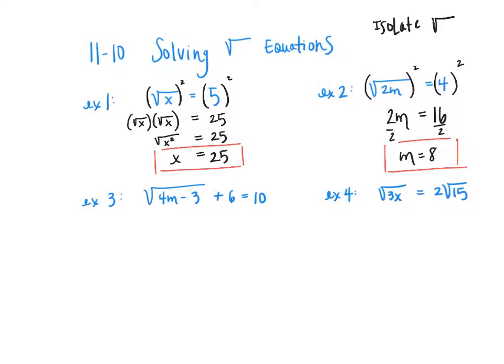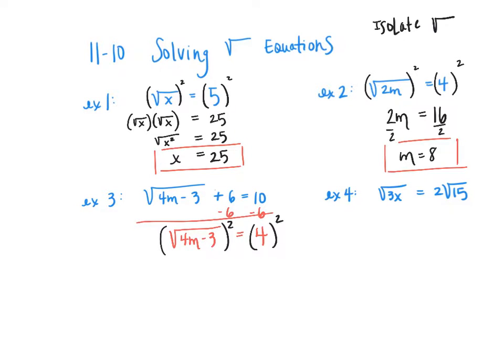Okay, looking at example 3, is the square root by itself? Hopefully you see that it's not. So your first step would be to subtract 6. And when I subtract 6, I'm going to have the square root of 4m minus 3 is equal to 4. Now, is the square root by itself? Yes. So you can square both sides.